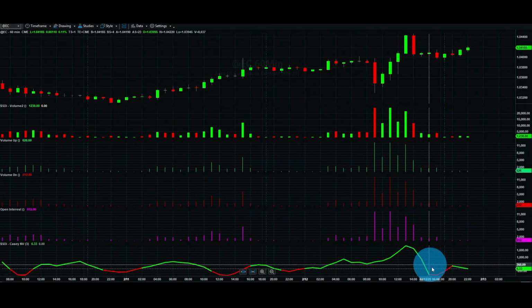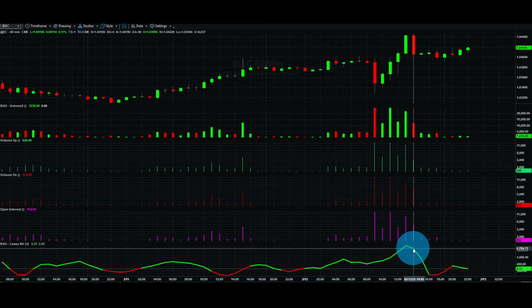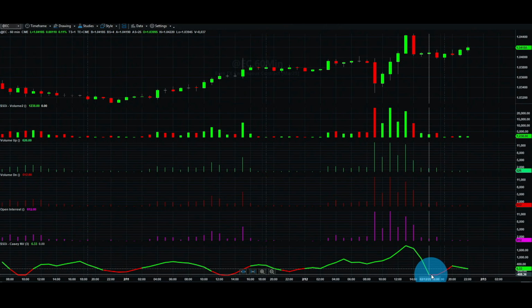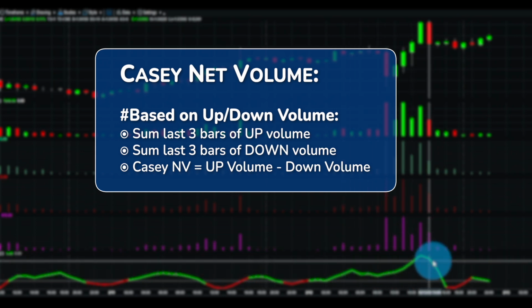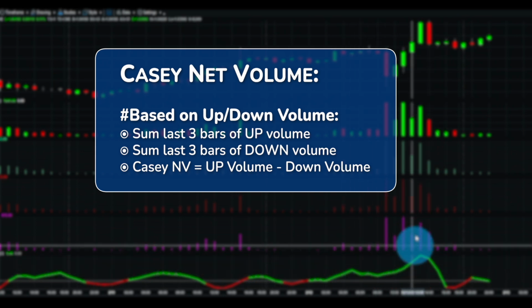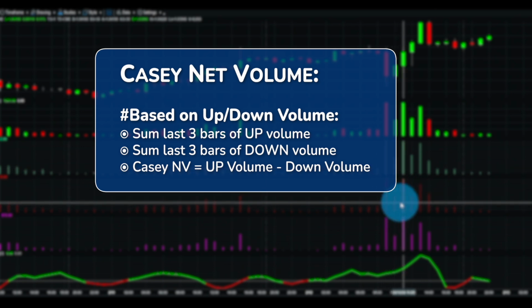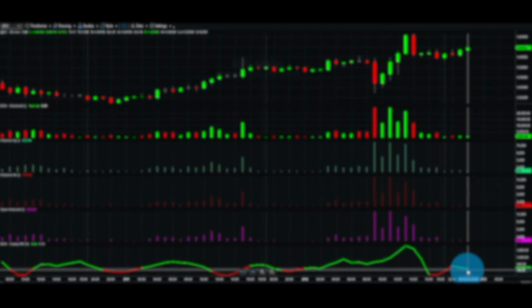And at the bottom, this is the oscillator. So you see when it is above zero, that means the buying volume is more than the selling volume and it is in green. And when it is in red, that means the selling volume is higher than the buying volume. Now, this is an average of 3 bars. So we are adding the 3 bars of the up volume, adding the 3 bars of the down volume, and then we deduct and we get this indicator.